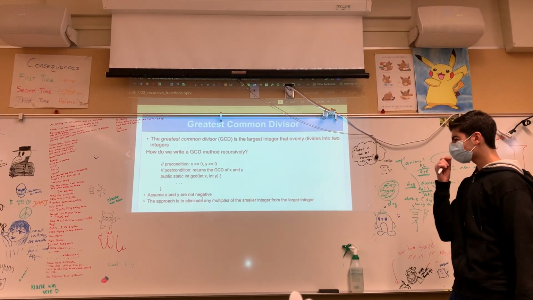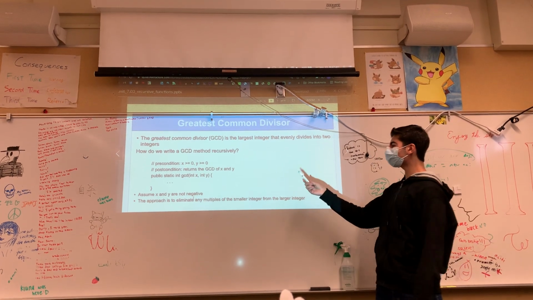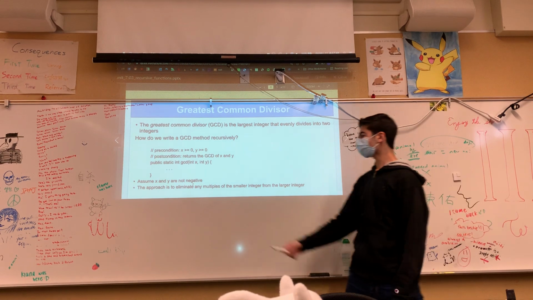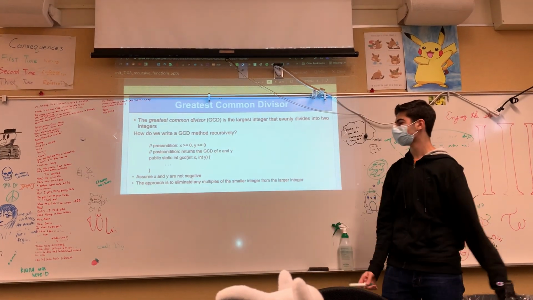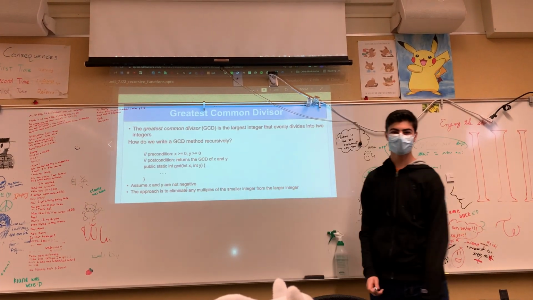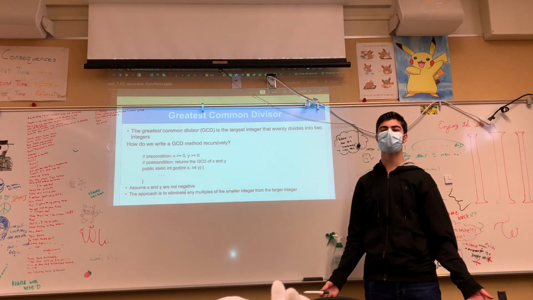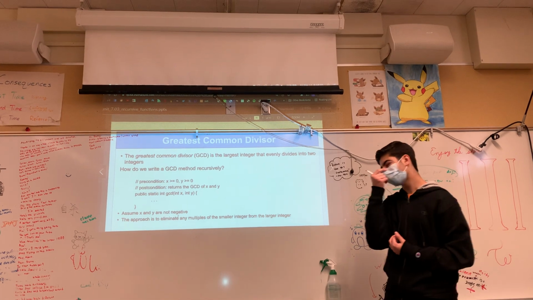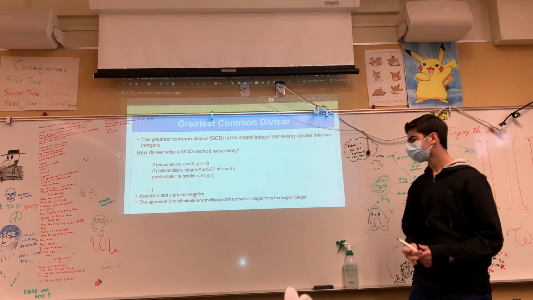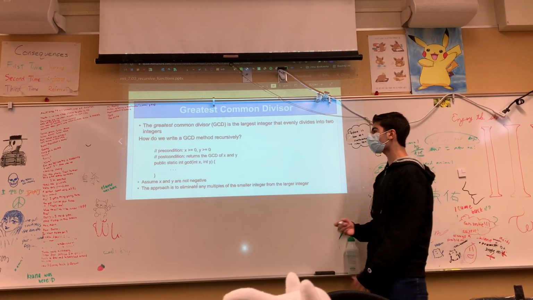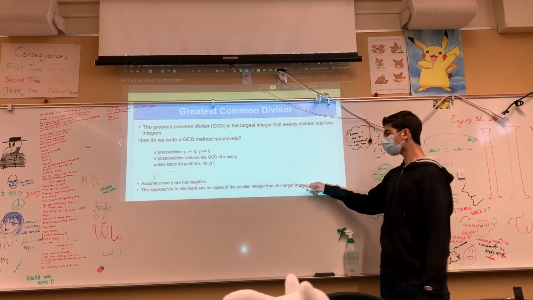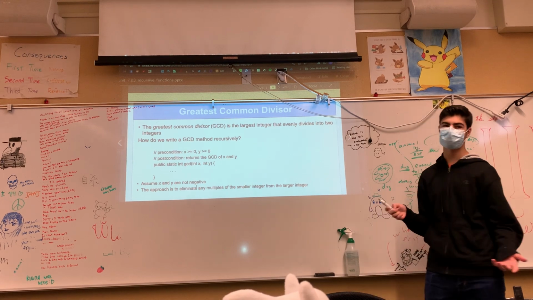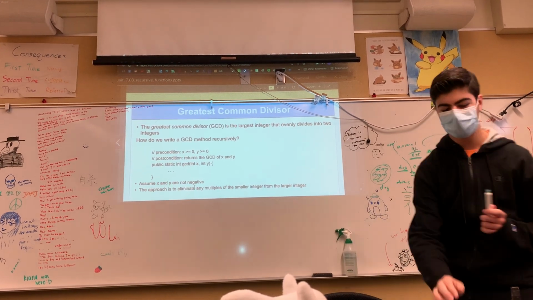All right. So, public static int GCD, int x, int y. Throw back to last unit. If I took away the int part of this, what would this be? A constructor. All right, it would be a constructor. We're gonna assume that x and y are not negative. So the approach is to eliminate any multiples of the smaller integer from the larger integer. We're gonna see this in the next slide.